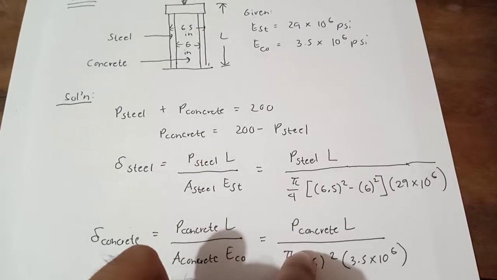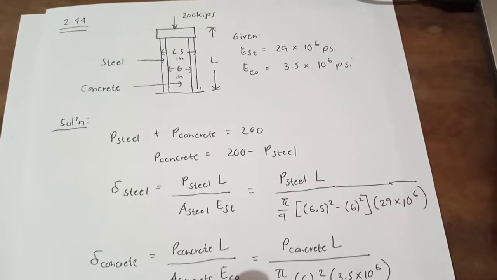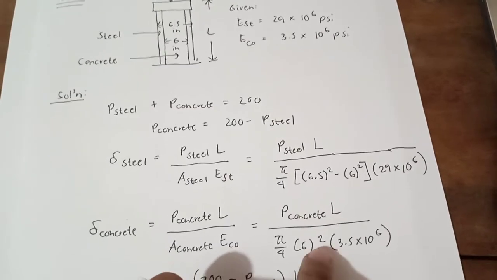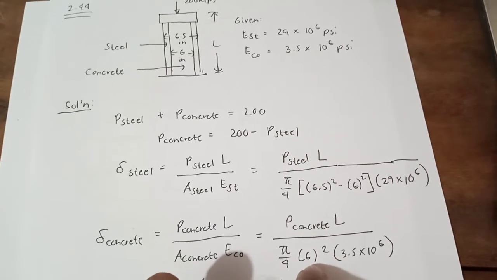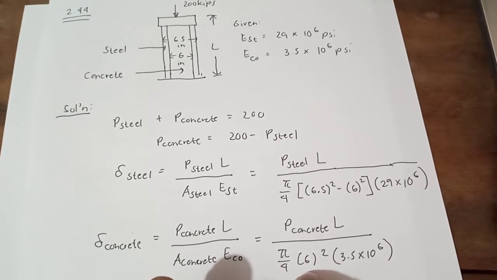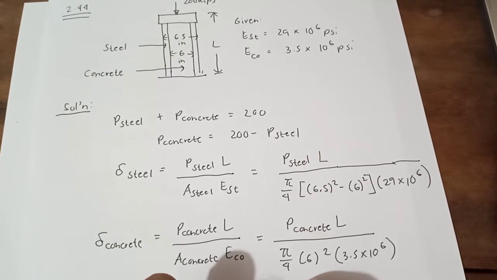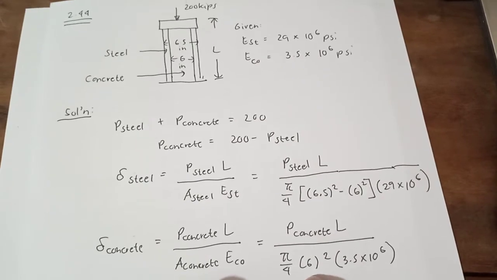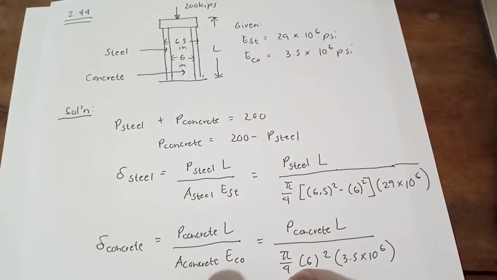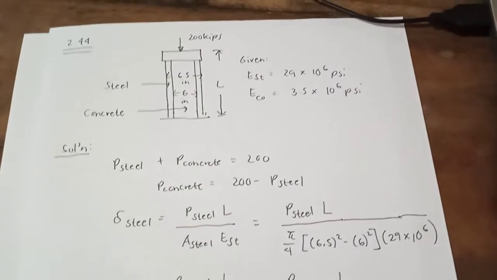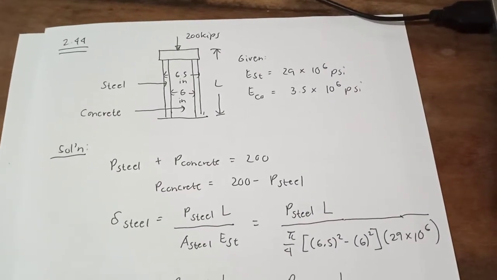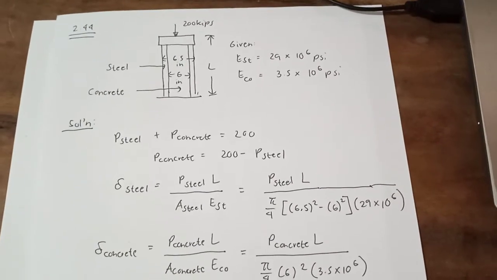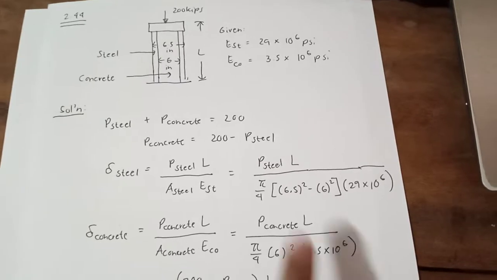So from the problem, it says it's a circular steel tube, so the cross-section will be a circle, and the area of the circle is equal to pi over 4 times r squared. The radius of this concrete is 6 inch, so pi over 4 times 6 squared. And then we substitute the modulus of elasticity of concrete, which is 3.5 times 10 to the 6 psi. So we get that equation.